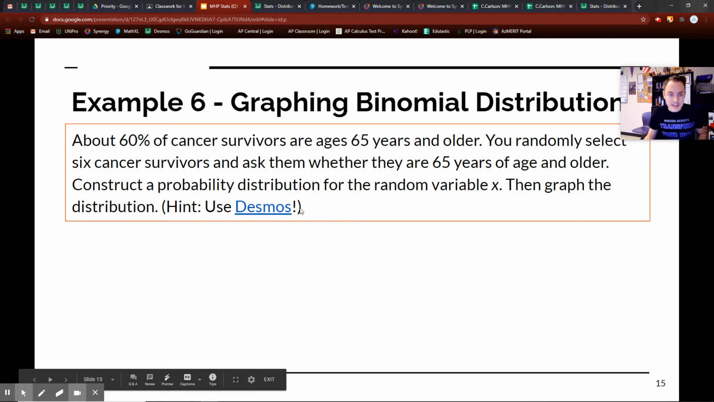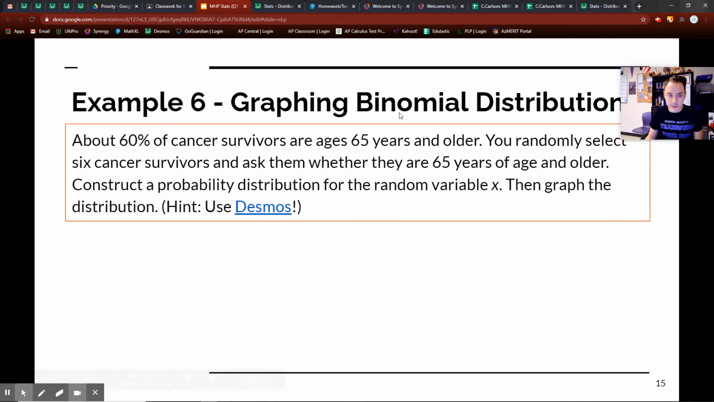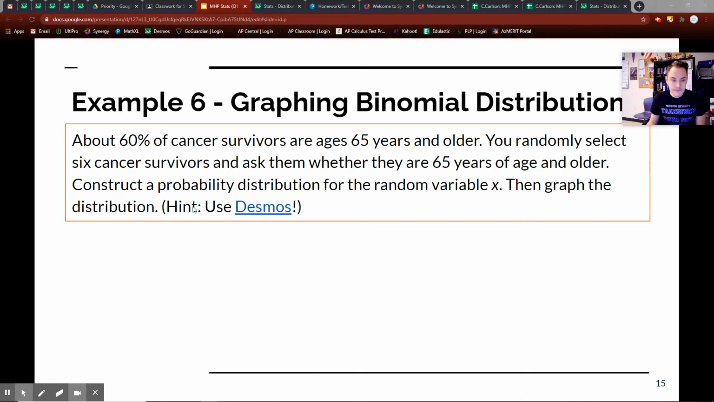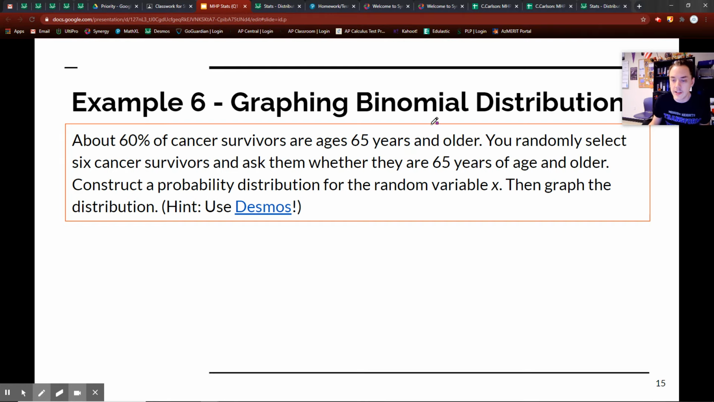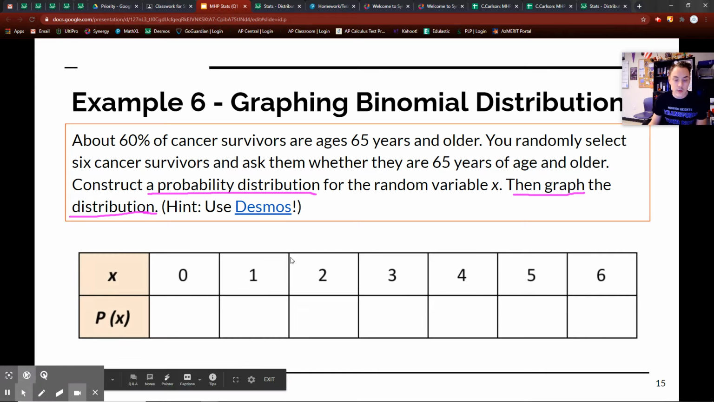So about 60% of cancer survivors are ages 65 years or older. You randomly select 6 cancer survivors. You ask them whether their age is 65 years or older. We're going to construct a probability distribution. We're going to graph it after we construct it, and we're going to see what it looks like. Now, usually you would have to do this by hand. Okay, we're not going to do it by hand. We're going to have Desmos literally do all the work. But before we actually do that, we're going to do this.